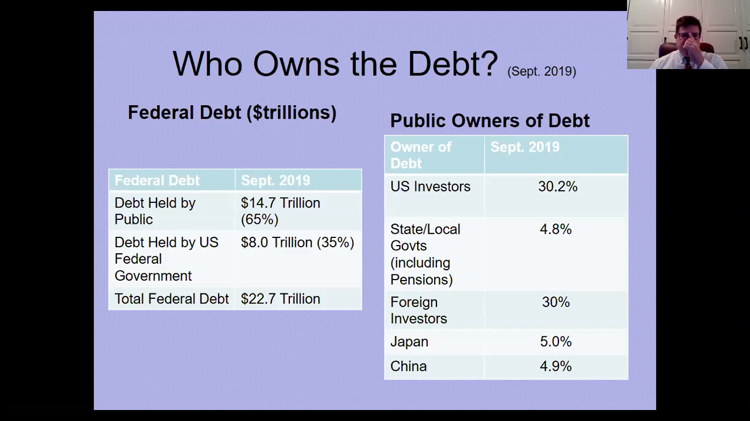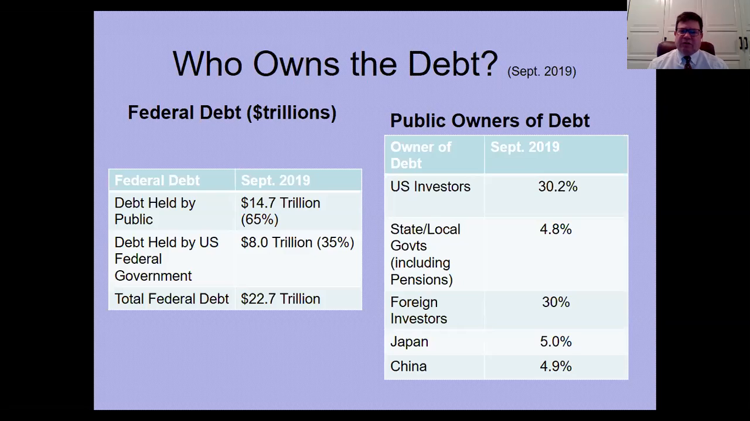Well, this is the most recent full figures that we have, and they're from the Treasury Department back in September 2019. And the deficit, as you can see here, was about, not quite $1 trillion, about $750 billion less than it is right now. But we had a total federal government debt at that point of $22.7 trillion. And $14.7 trillion was held by the public. And I'll talk a little bit more about what that means in a minute. So 65% was held by the public.